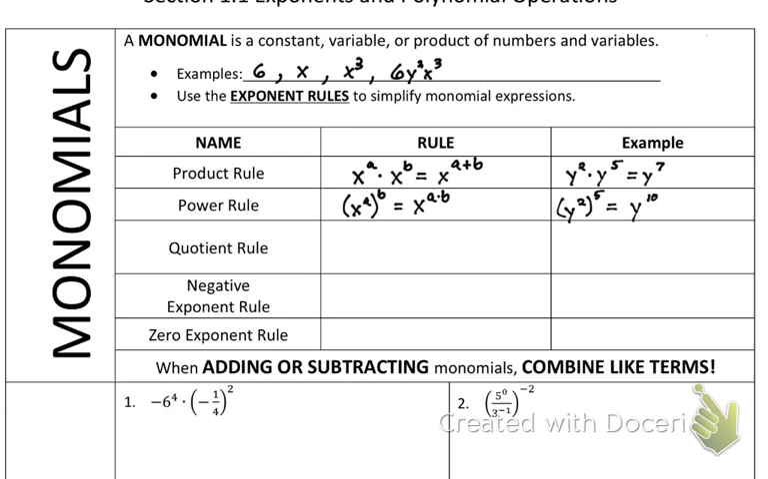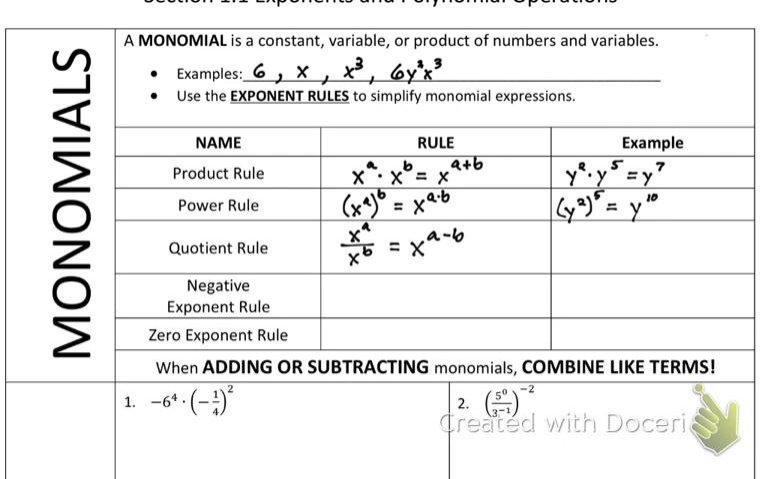What happens if we're dividing? So let's say we have x to the a power over x to the b power. Well, the way I look at it is, multiplication and division are inverses of each other. They do the opposite thing. So if multiplication turns into addition, what do you think division will turn into? Subtraction. It's the opposite. So we're going to turn this into x to the a minus b.